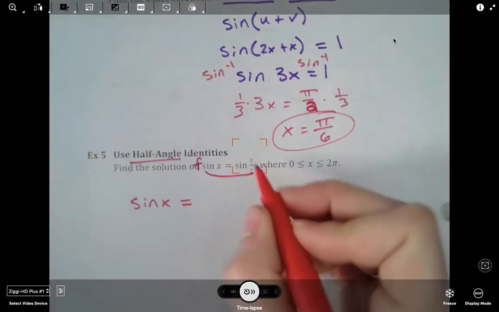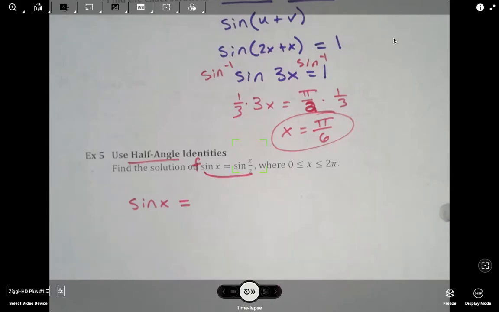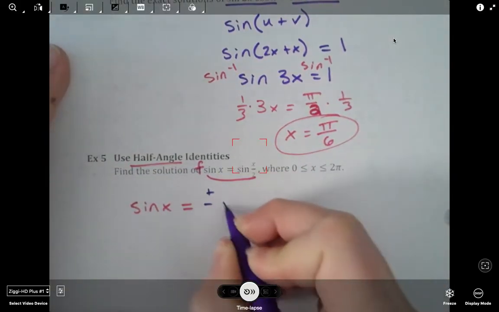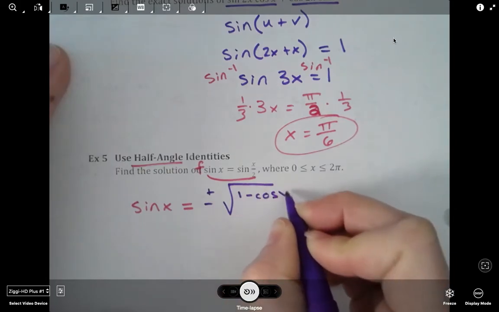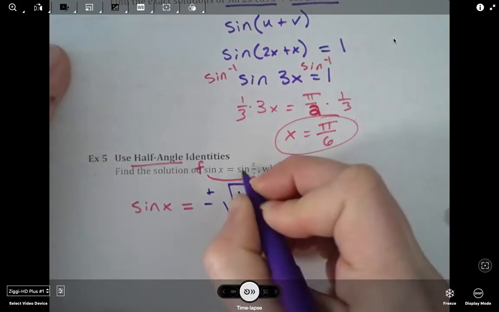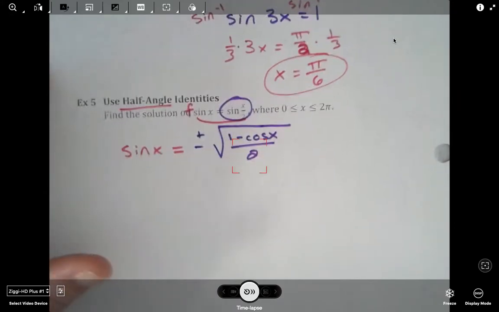The half angle identity, the sine of x over 2 is plus and minus the square root of, is it 1 minus cosine x over 2? That's what we're replacing this sine of x over 2 with. Okay? All right? Good?